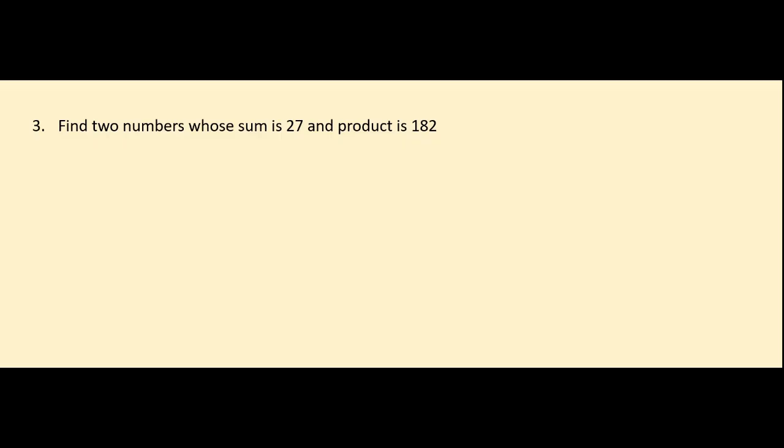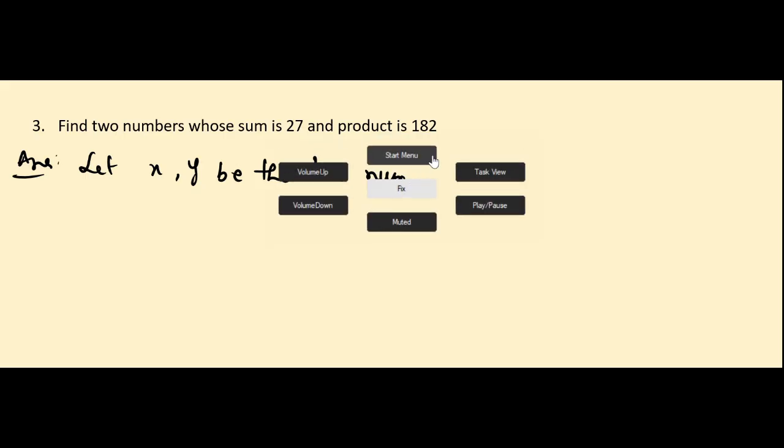In this video, we are going to discuss the problems related to quadratic equations. Let us move further. Find two numbers whose sum is 27 and product is 182. So let us take x, y be the two numbers.